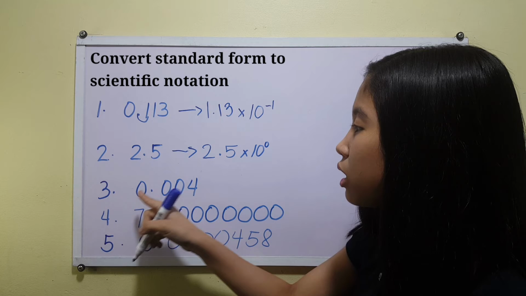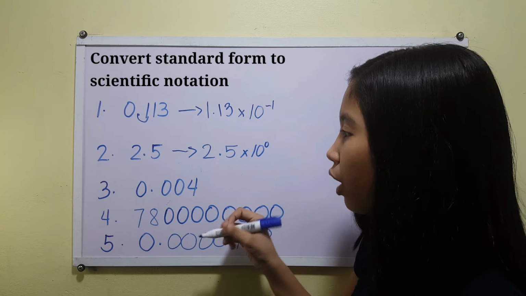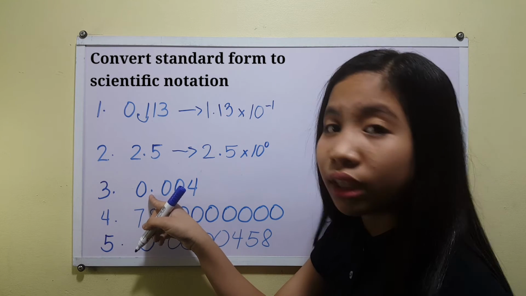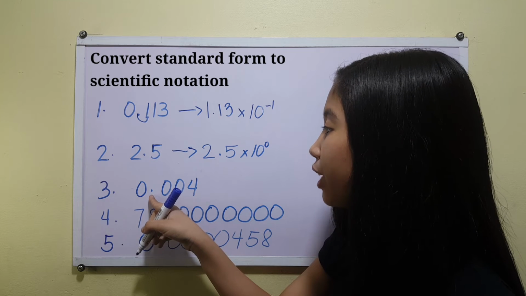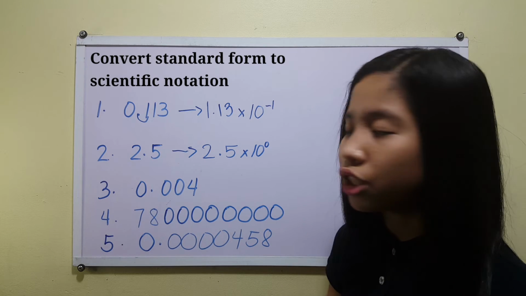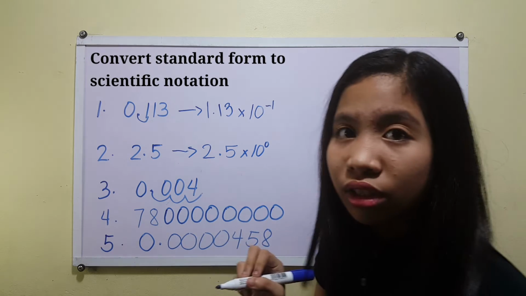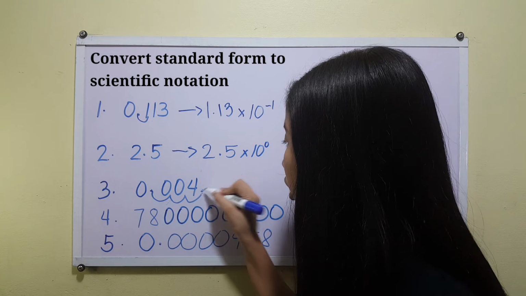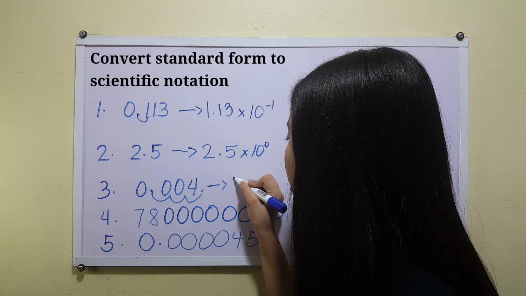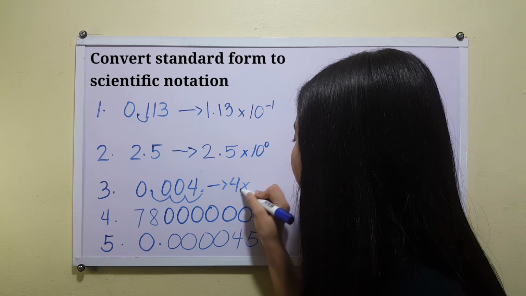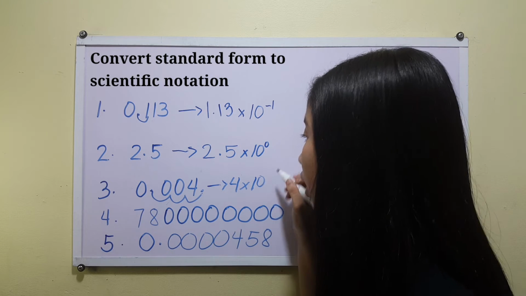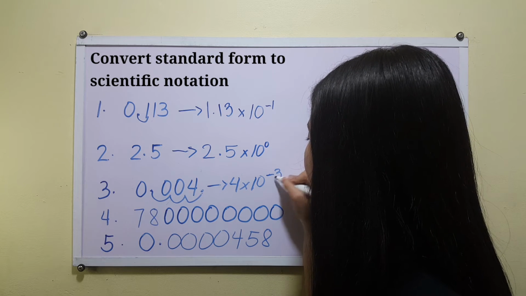Next, we have 0.004. So let us move our decimal point until we reach its first non-zero digit. So 1, 2, 3. We are going to stop here. So we have 4 times 10 to the power of negative 3.